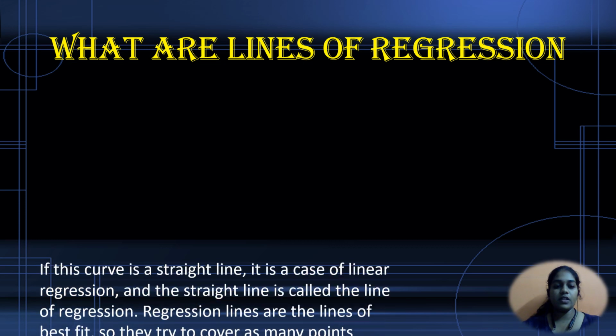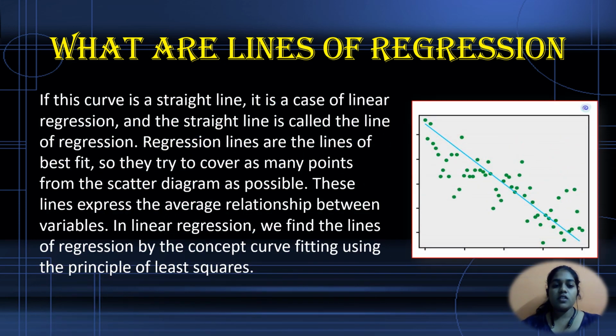What are these lines of regression? If this curve is a straight line, it is a case of linear regression, and the straight line is called the line of regression. The regression lines are the lines that fit the best, so they try to cover as many points as possible from the scatter diagram. These lines express the average relationship between the variables. In linear regression, we find the lines of regression by the concept of curve fitting using the principle of least squares.